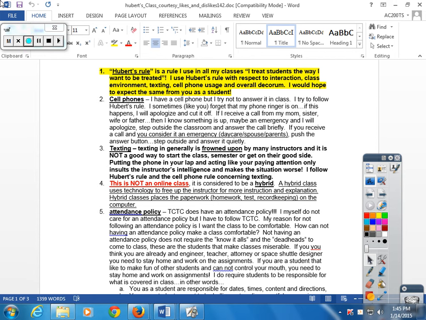So if I do that, what do I expect from you? Same thing. If your phone goes off, I don't care if it goes off. But if it buzzes or whatever, you get a text and you need to answer it, go in the hallway and do that. No big deal. Everything's good. I'm not one of these teachers that puts this sign on the wall, okay? I don't do that. And I don't freak out when your phone goes off because mine will go off.